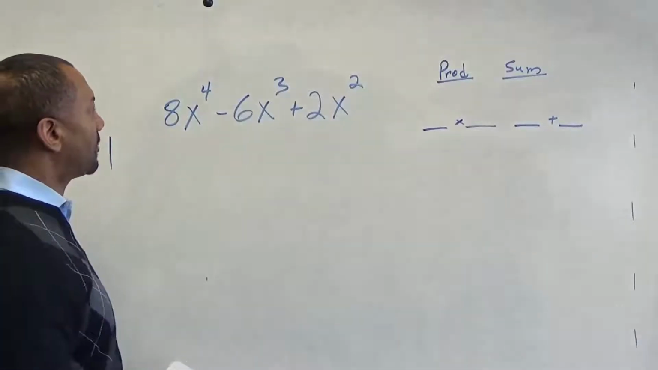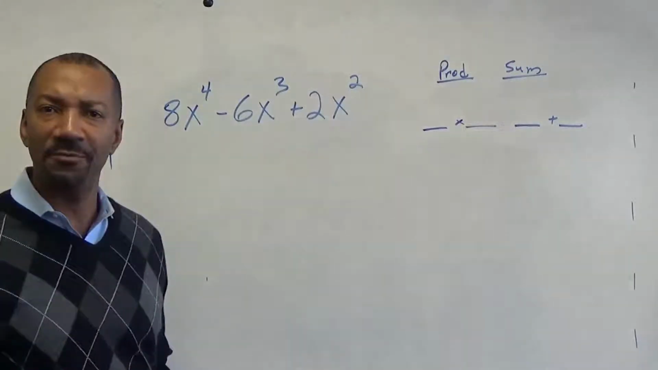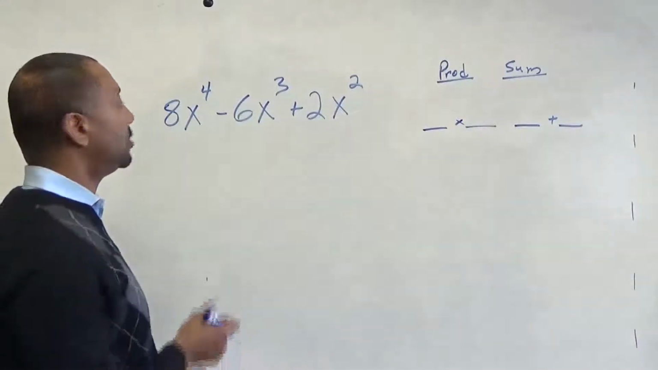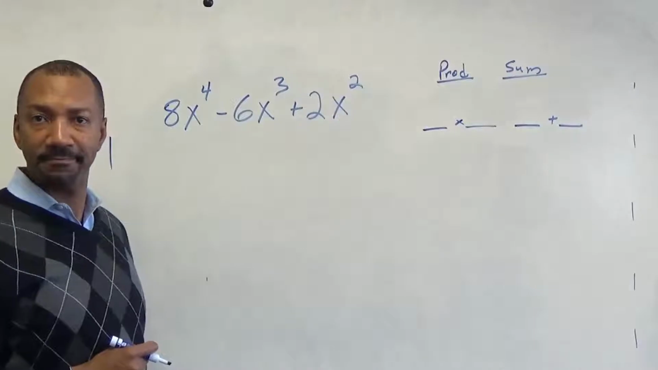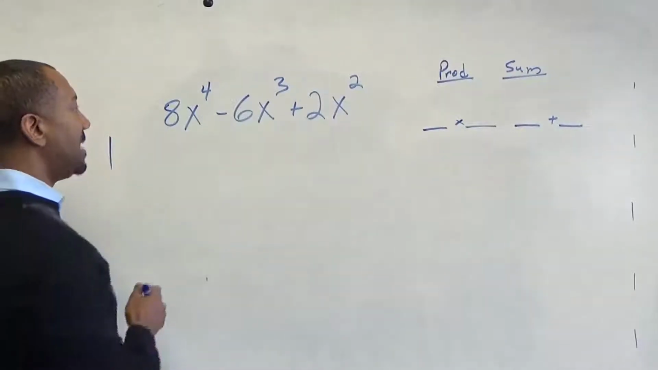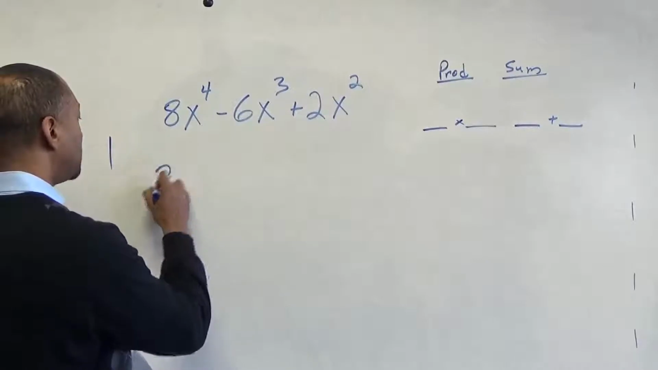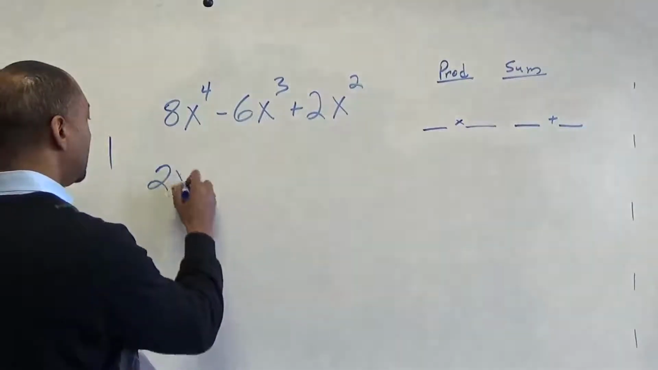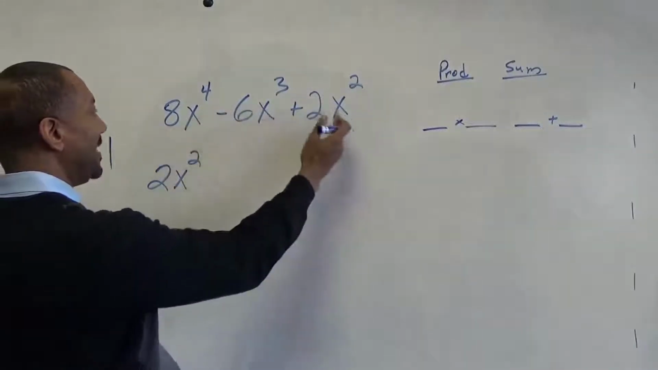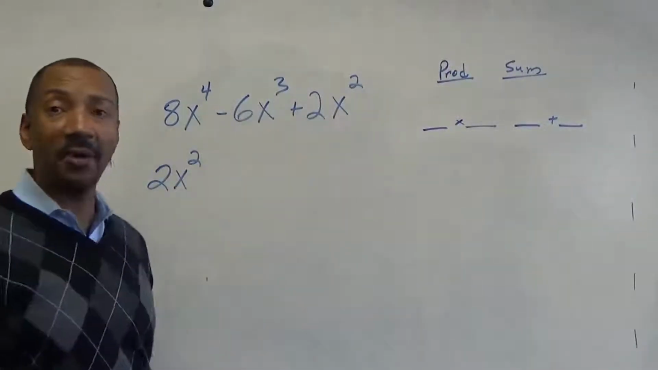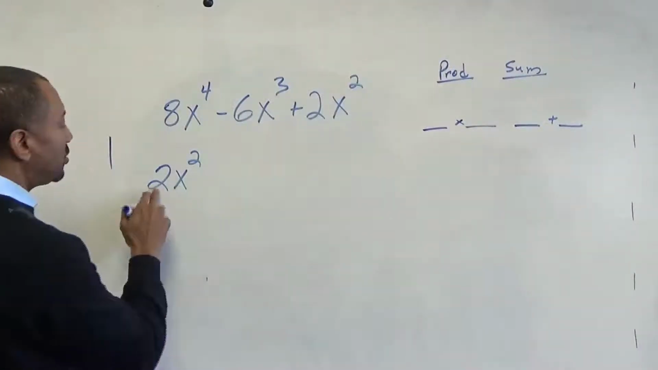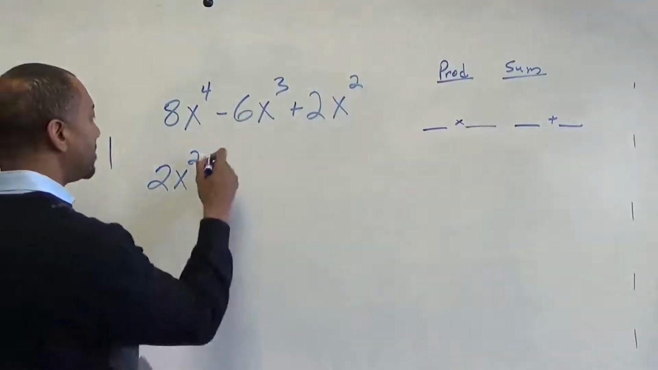All right, like we always do, we always look for a greatest common factor. Do you see one? Yes, there is one. I see that I can factor out 2x squared. I've got enough x's in each of these terms to where I can grab 2, no matter which term I go to. Yeah, 2x squared is my greatest common factor.